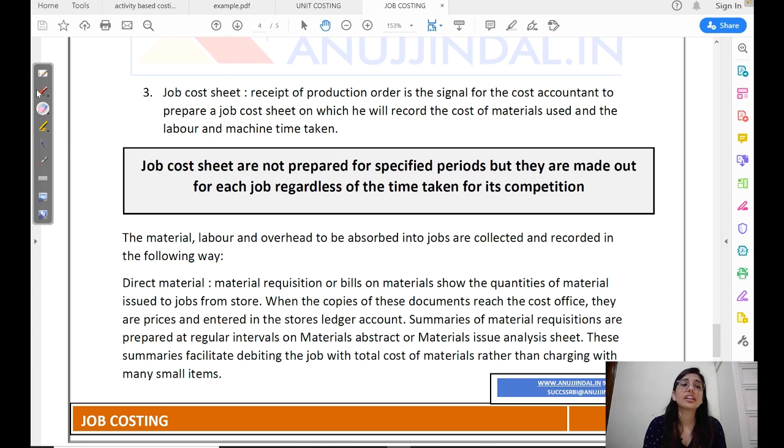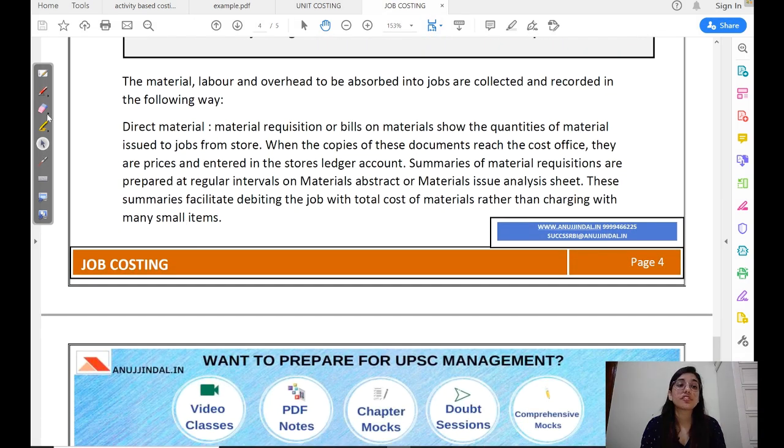So it is not prepared according to the period, rather according to the jobs. Now the next question arises. In these job cost sheets, you need to record all the information about the cost of material and cost of labor. From where will you get this information? So in order to get the information on direct material, you can have a look at the store ledger account and the material requisitions, and these will provide you information about the material and their cost, and then you can easily record that in the job cost sheet.